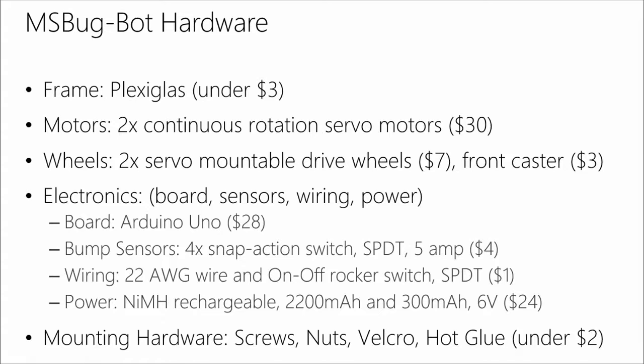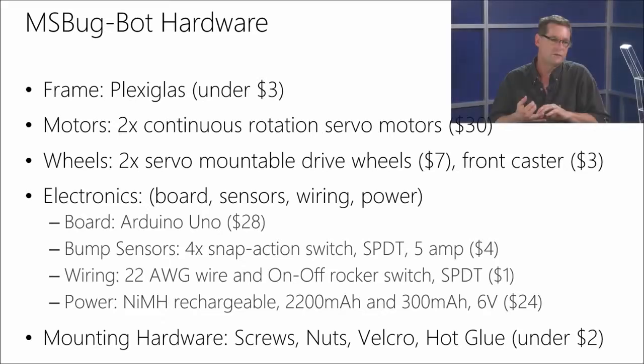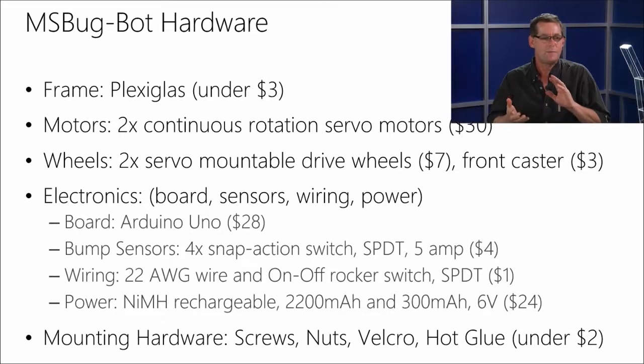And then we just use these wheels, right? You could get wheels that attach. That was pretty cheap too, and they have a caster in the front. For our electronics, we have an Arduino Uno board. We have the bump sensor switches, and then we have some wire and some glue and some different things like that. We have a nickel metal hydride battery, and we actually have 2 of them. But that's it. That's our materials.